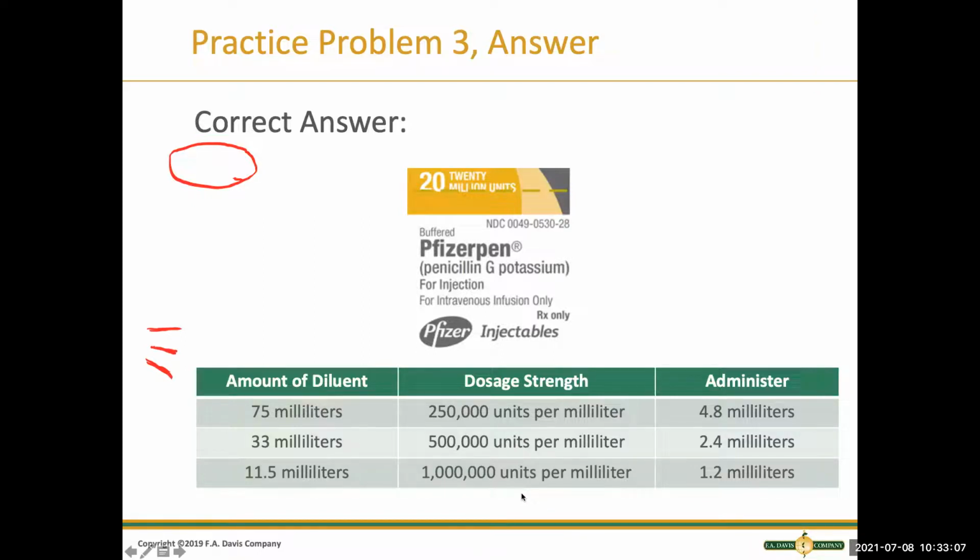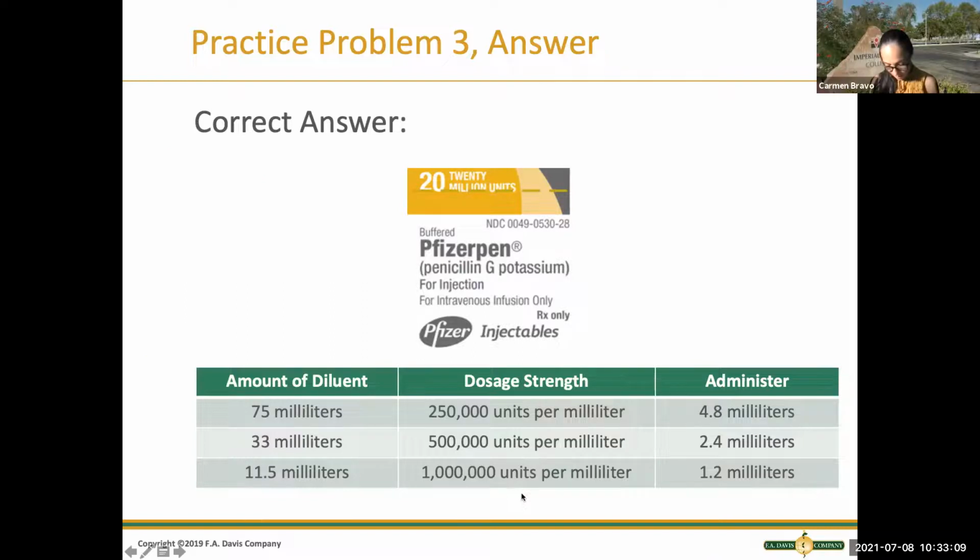Good job. Very good. So basically you figure out how much you would have to administer with each one of those. And just by looking, like one of you said, you want to get the one that's closer to the dosage. That way it'll take you faster.